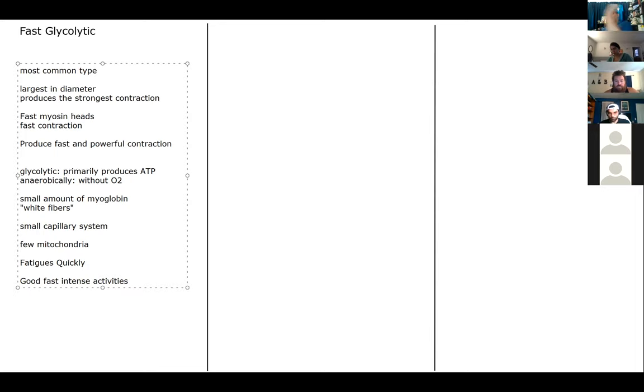Lifting that weight, throwing that ball, kicking that bad guy, whatever, right? It's fast, rapid activities that are not sustained for a prolonged period of time. All right, and as I mentioned, these are our white fibers. All right, questions on that?